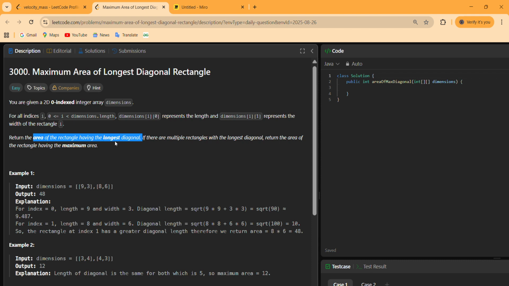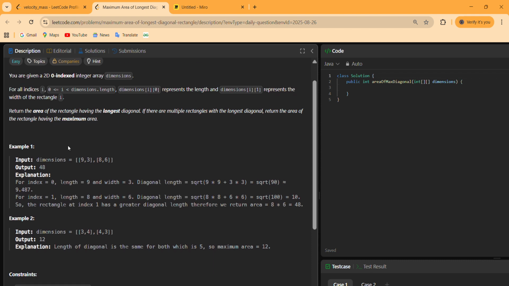Let us look at example number 1. We have the dimensions array as this. The dimensions of the first rectangle are 9 cross 3 and the dimensions of the second rectangle are 8 cross 6, and we have to find the rectangle which has the longest diagonal among these two.